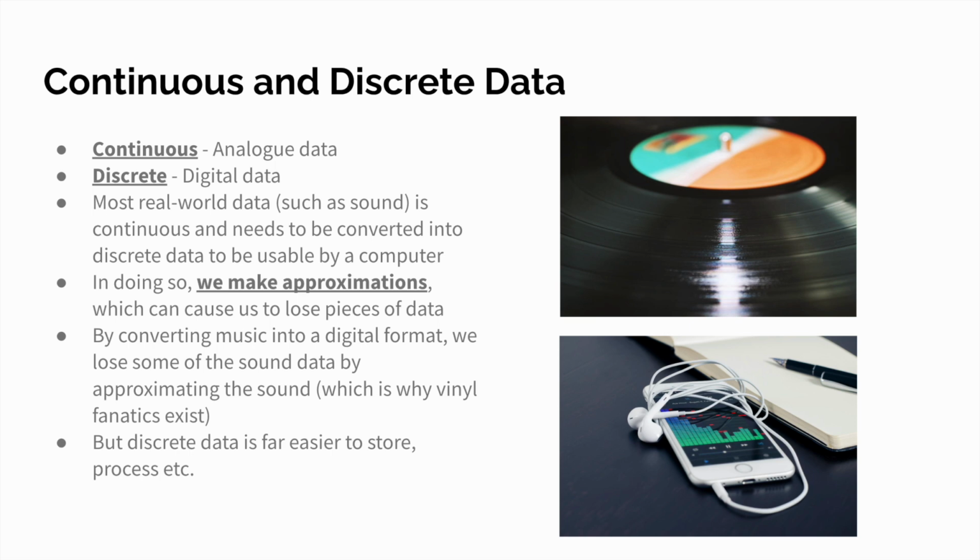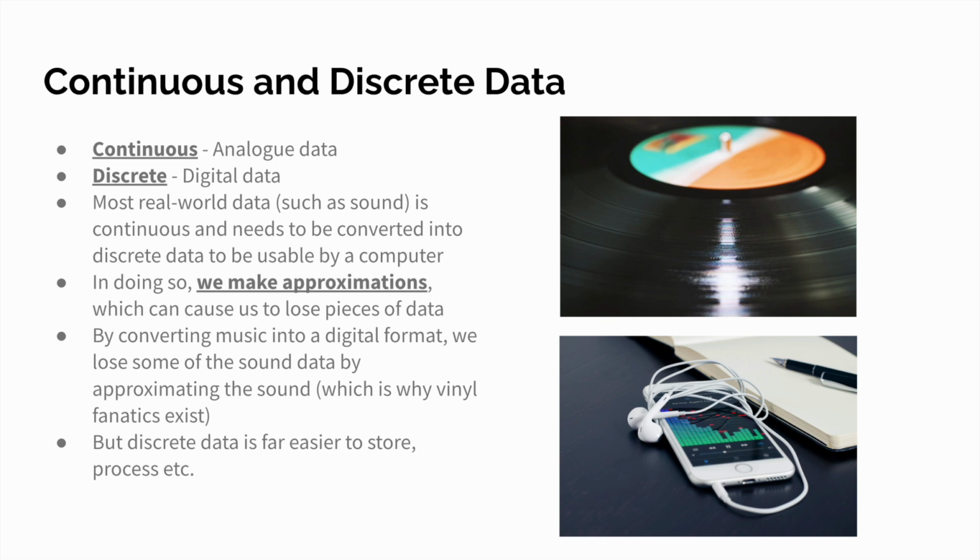Most real-world data, such as sound waves, is continuous. It's analog and needs to be converted into discrete digital data so that a computer can actually use and process it. So in doing so, we make approximations of the data to convert it from continuous to discrete, which means that we can actually lose pieces of data from just approximating.